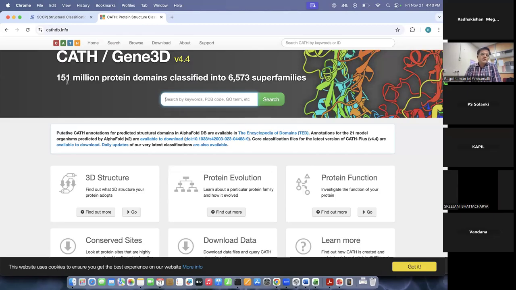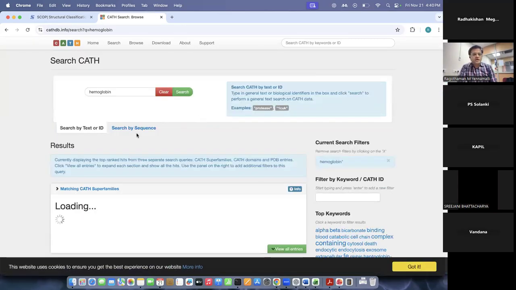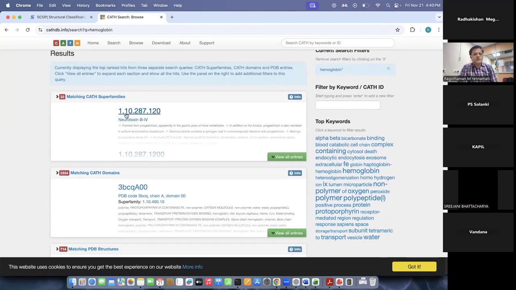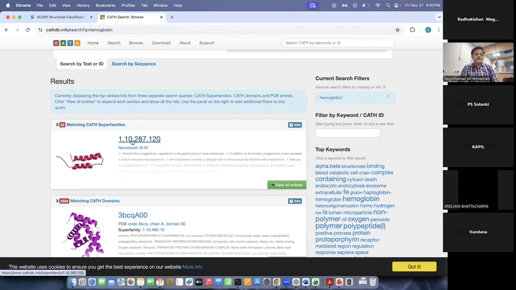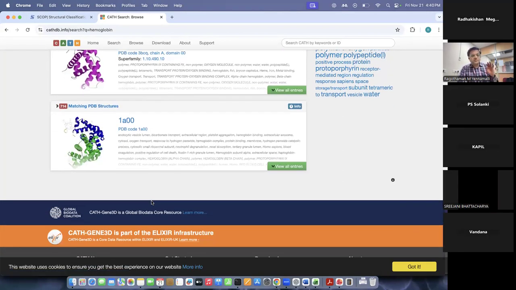You have 151 million protein domains that are automatically classified into 6,000 superfamilies. This is version 4.4. So you can search for any protein, like my favorite protein to go to, hemoglobin. If you go to hemoglobin, it will give you the classification 1.10.287.120. So what does this one indicate? One is the first class, which is all alpha. And then you have the architecture 10, then the homology 287, and the topology 120. So every protein gets a 4 code.